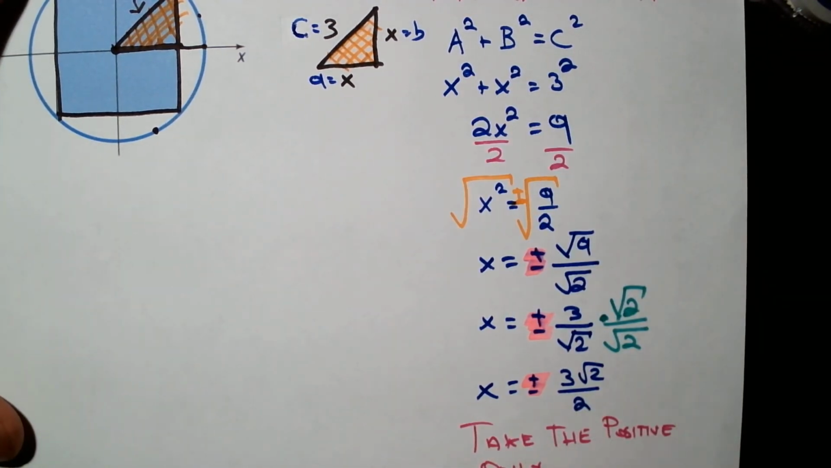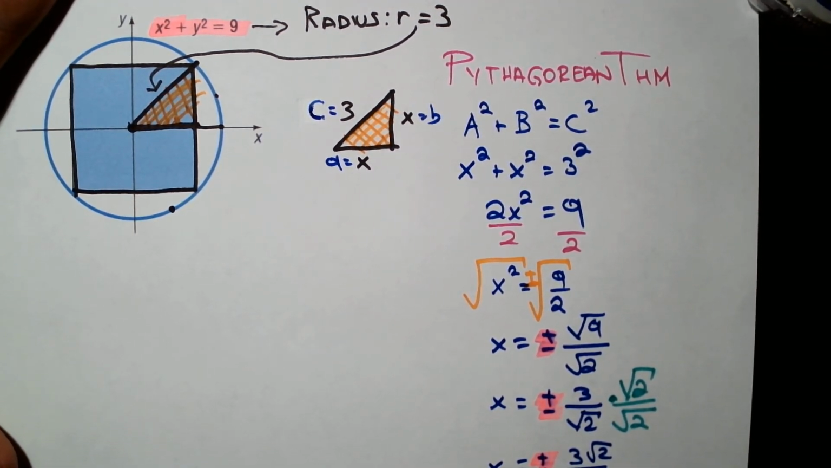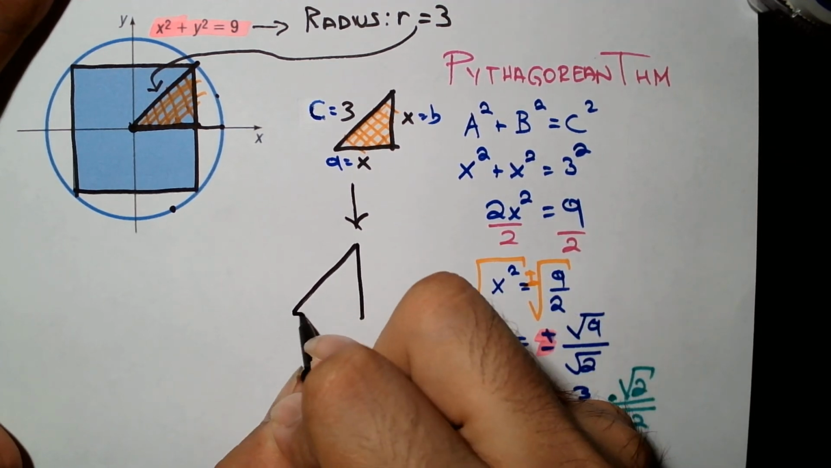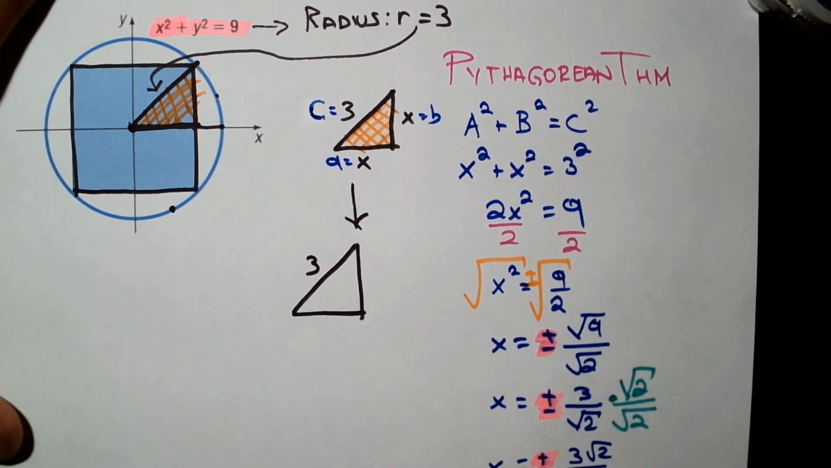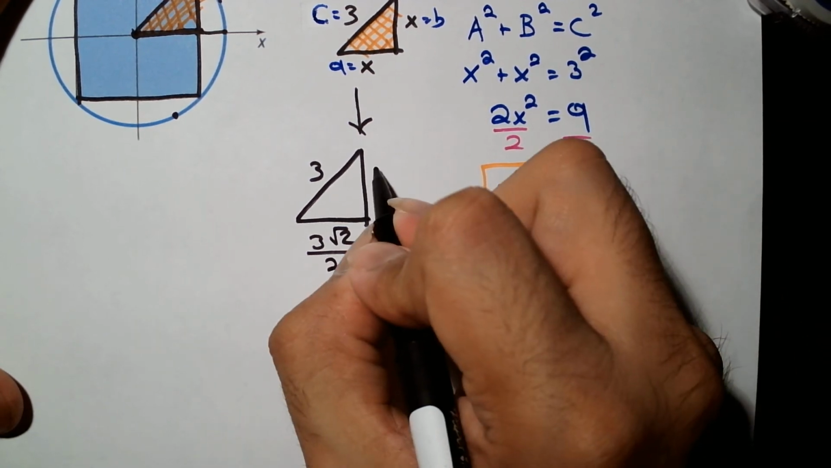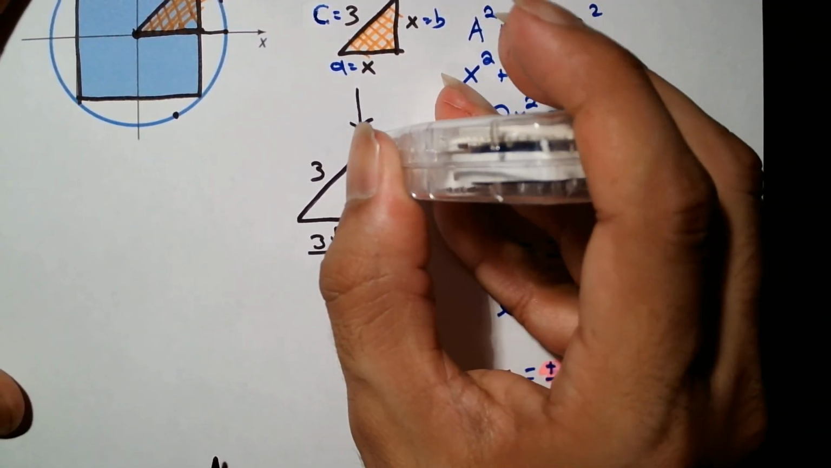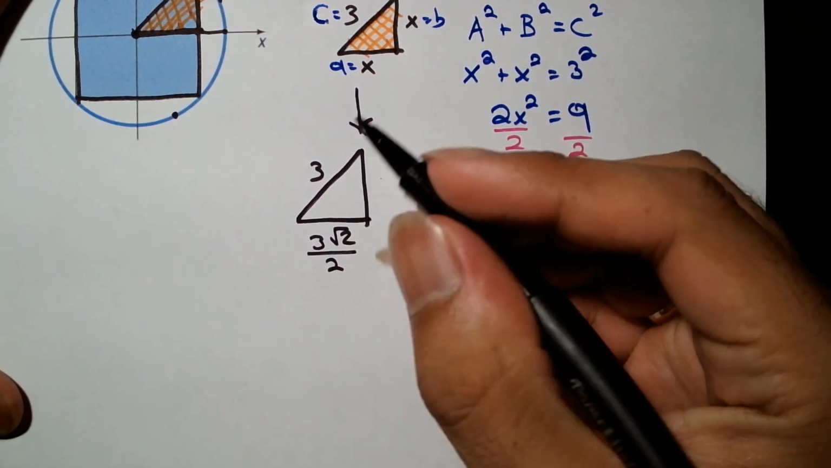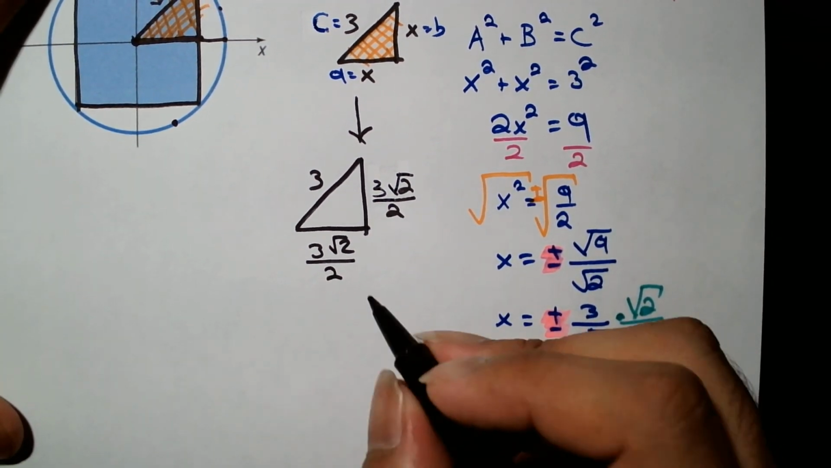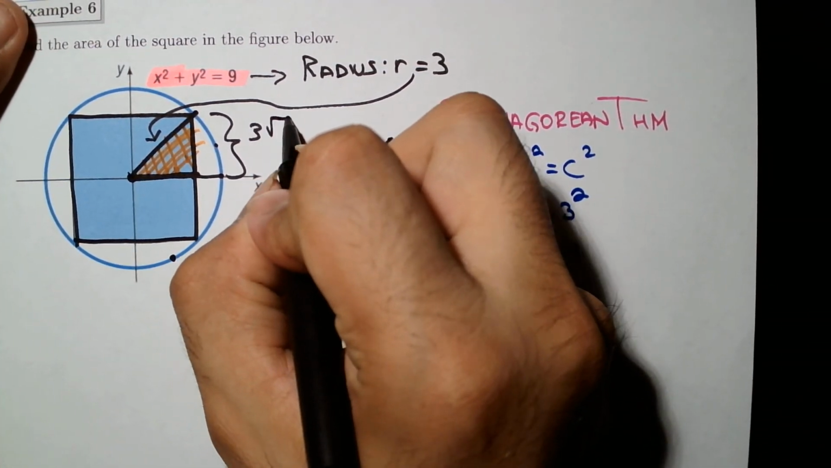So now let's go back to the triangle that we just constructed. Alright, so let's see. I'm going to draw it again with the corresponding measurements. 3, and we got that x is equal to 3 root of 2 over 2. This 3 root of 2 over 2 is going to be the same as that 3 root of 2 over 2.